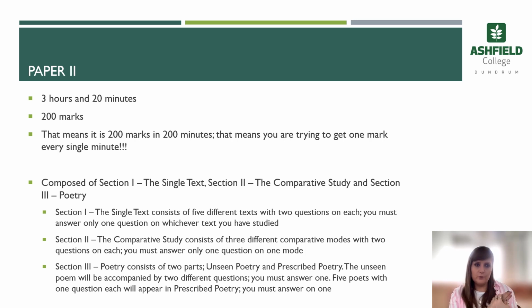Again, stick with whatever modes that you've been practicing, and make sure that you know which type of question you're going for. I'll actually talk about that a little bit later on when it comes to practicing or picking your questions. Section 3, poetry, then consists of 2 parts. It's the only part on paper 2, rather, that is subdivided. So you've got unseen poetry and prescribed poetry. The unseen poem will be accompanied by 2 different questions and you have to answer 1. And then 5 poets with 1 question each will appear in prescribed poetry and you must answer on 1 as well.